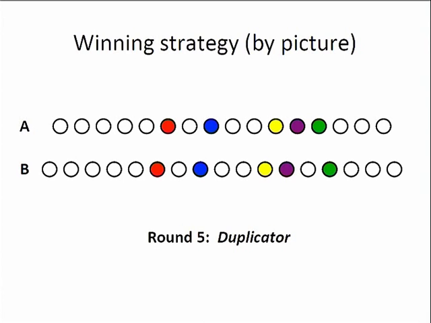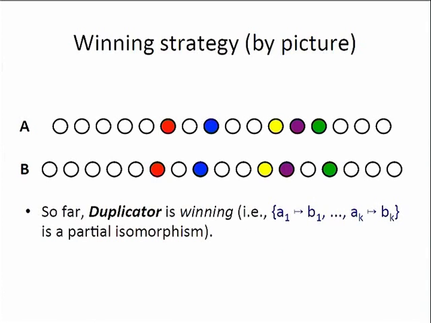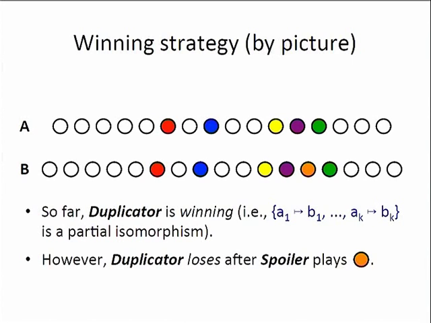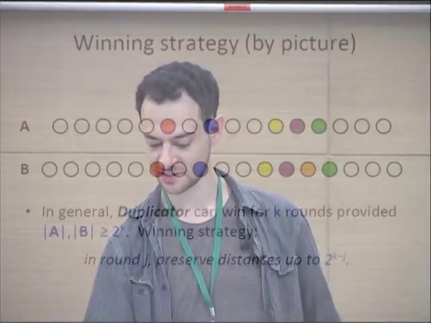Through these five rounds of the game, we see that we have a partial isomorphism: the pairs of pebbles that have been played in both structures give a partial isomorphism so far. So far, duplicator is winning this game through the first five rounds. But at this point, the spoiler will win in the next round by playing this orange element in structure B, to which duplicator has no reply. No matter which element of A he colors orange, and of course you can color the same element with multiple colors, it won't be a partial isomorphism. I hope this example visually illustrates how duplicator can win for a certain number of rounds.